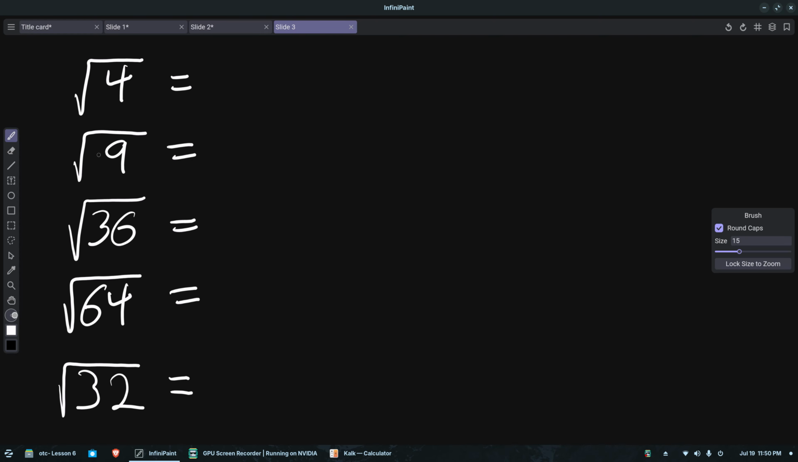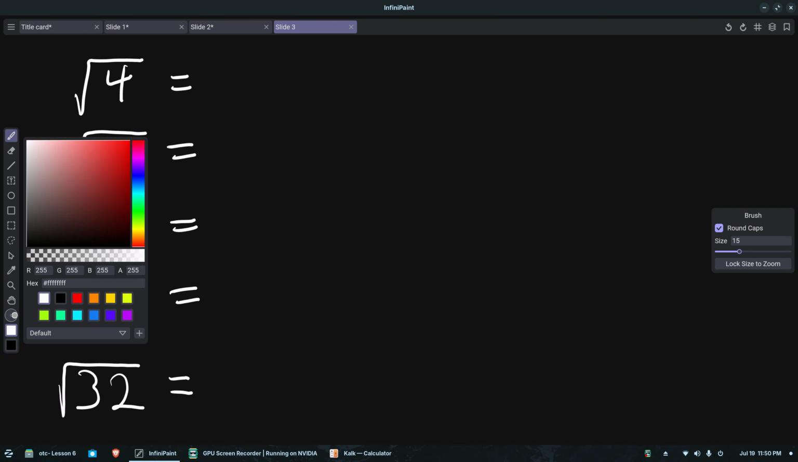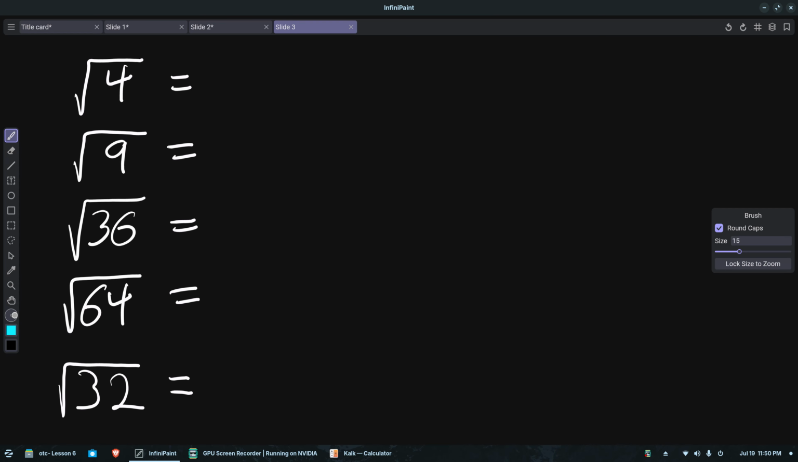Now let's take a look at some examples, right? So we'll start with 4, and we know that if we were to multiply 2 by itself, we would get 4. So therefore, the way of simplifying this radical expression would simply be to express it as 2. With the number 9, we'll ask ourselves, what number would we have to multiply by itself to get 9? And 3 times 3 equals 9, so the answer to this is going to be 3.